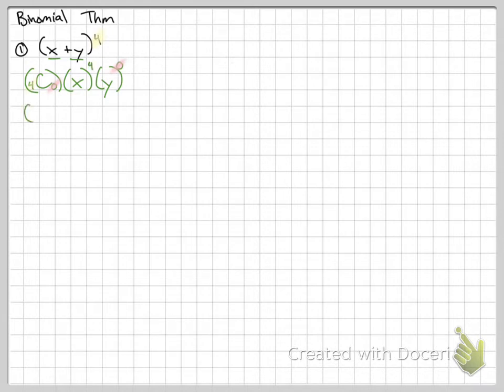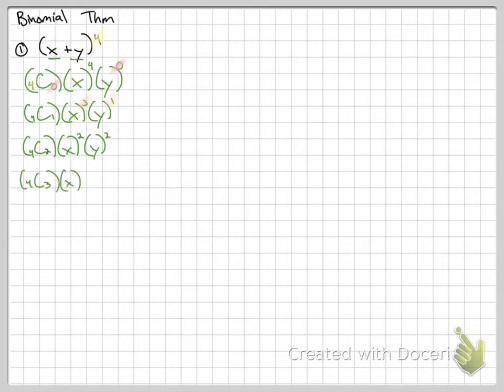Then we will do, I do mine vertically because I think it's easier to see it, 4c1. This exponent counts down, and this exponent counts up. Notice they still add to be 4, right? 3 and 1 makes 4. Then we'll do 4c2. This exponent counts down. This exponent counts up. And then we'll have 4c3, count down, count up, all the way until you hit 4c4. You'll have no x's, and your entire exponent will be on the y.